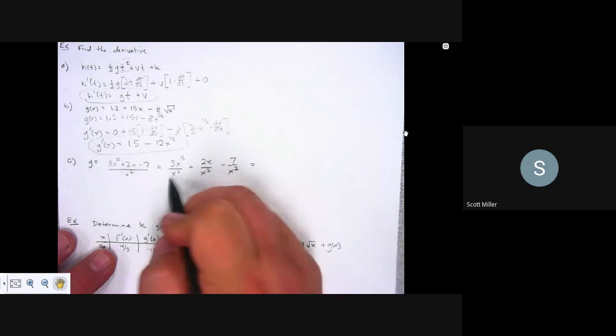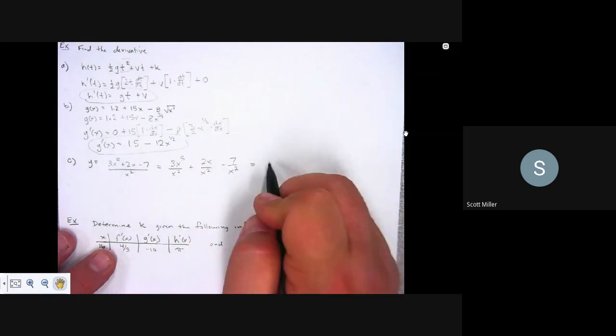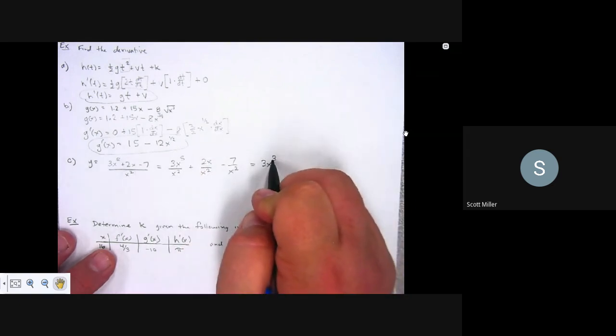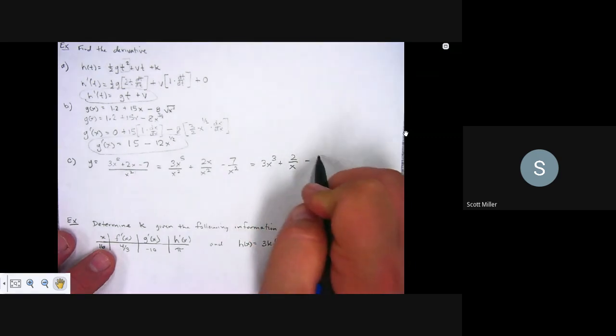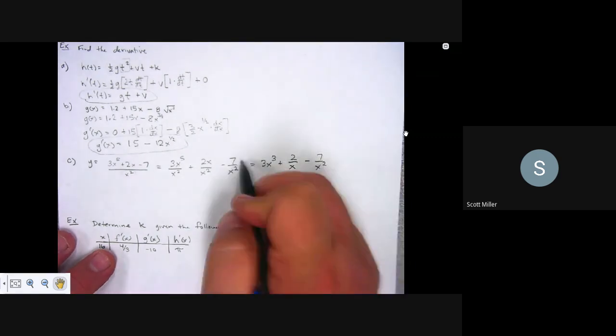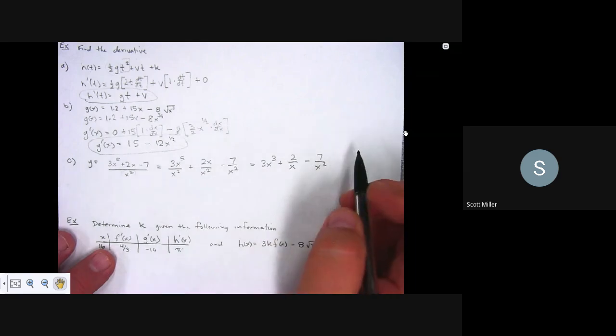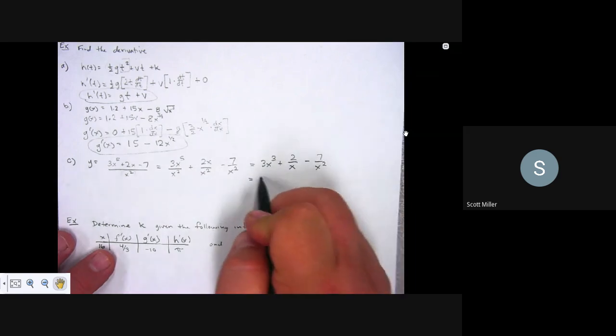So as I clean these up and simplify these things out, this first one becomes 3x to the 3rd. This becomes 2 over x, and this becomes 7 over x squared. So I can look at it from that perspective right there, and then I can make them all into power rules.